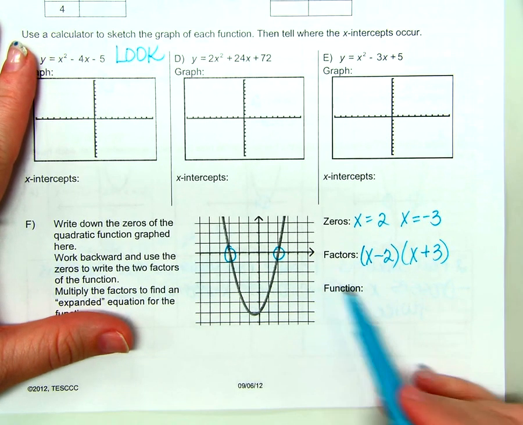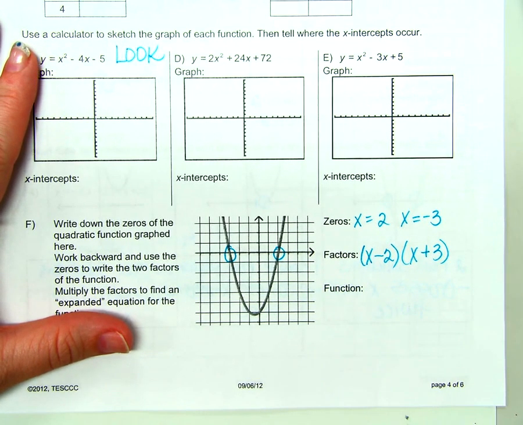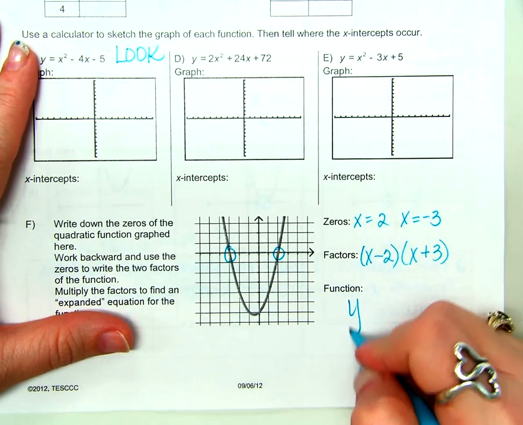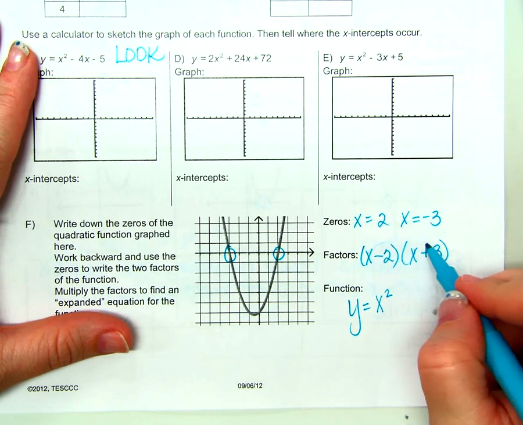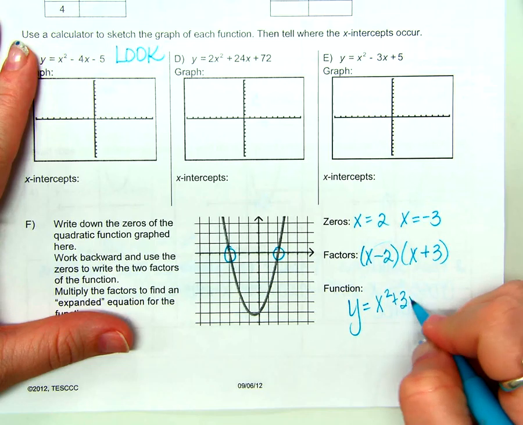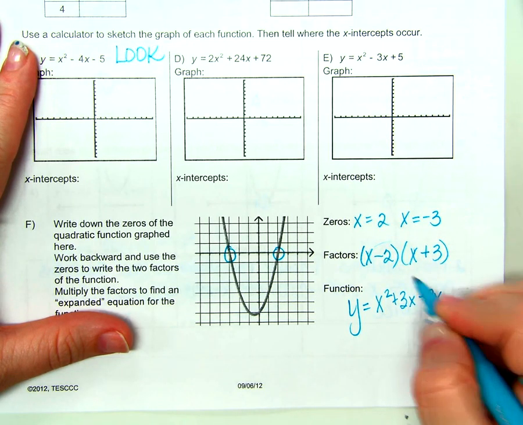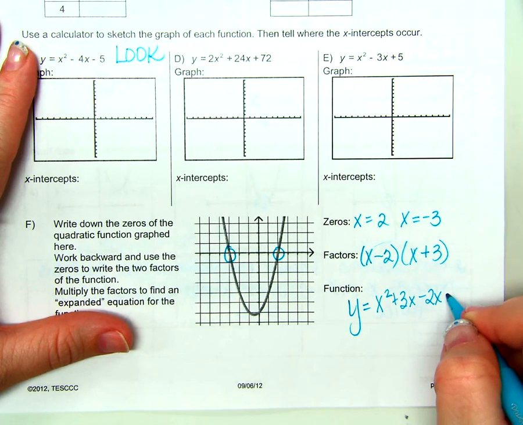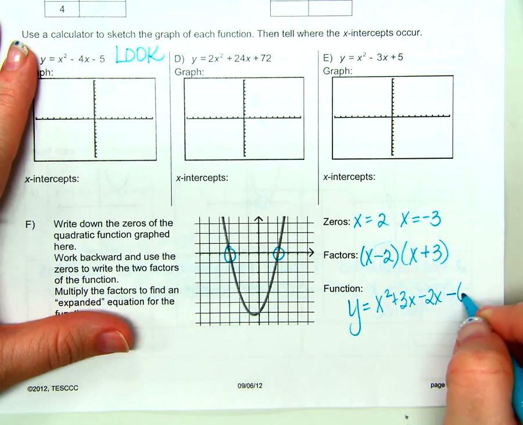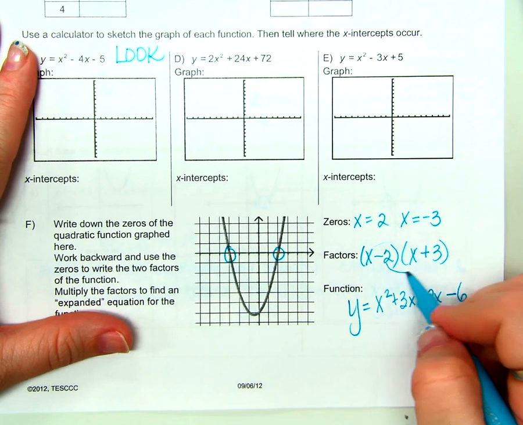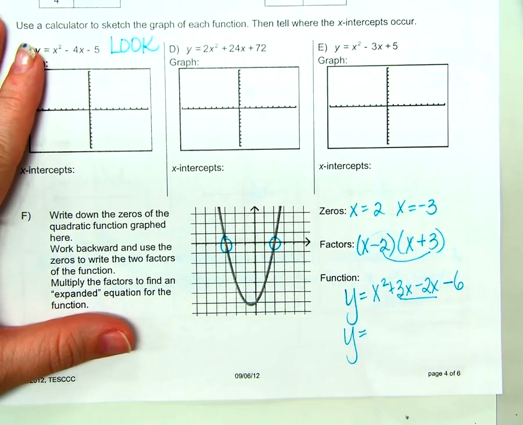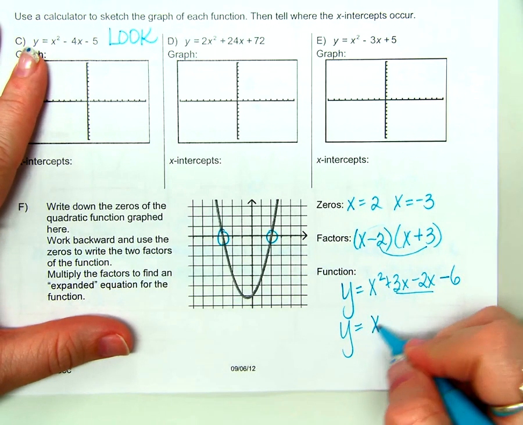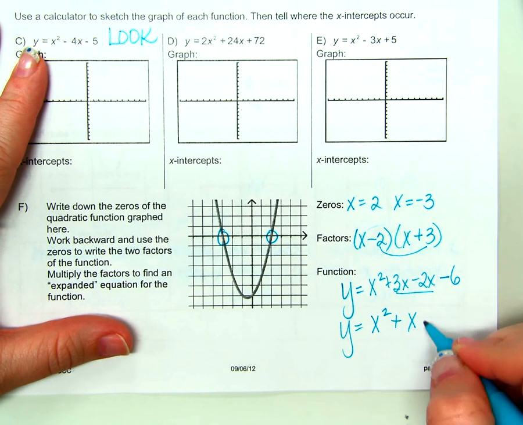Okay? How do I find the function? You're showing me with your hands again, right? Multiply. y equals what? x squared plus 3x minus 2x minus 6. Okay? So simplifying my middle terms to get my final function, my final equation: y equals x squared plus x minus 6.